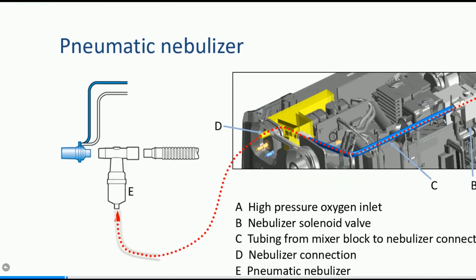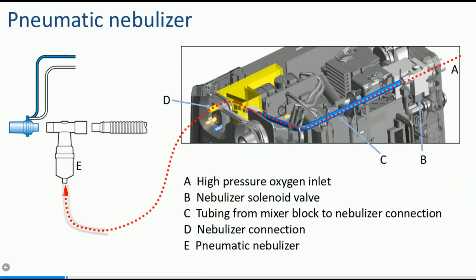The pneumatic nebulizer connects to the pneumatic nebulizer jar adjacent to the external flow sensor. The source gas comes from the O2 mixer assembly routed through the nebulizer solenoid valve and pressure sensor assembly to the nebulizer connection port.